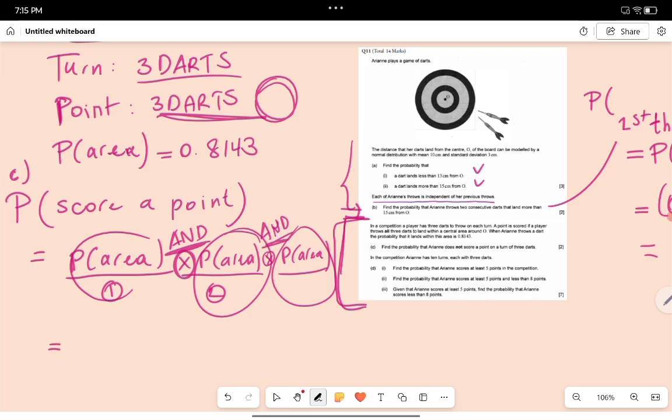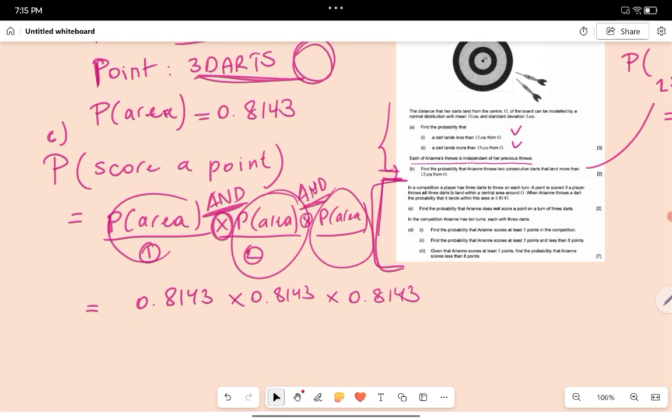So basically we've got 0.8143 times again 0.8143 times again 0.8143. So this is the probability to score a point, where all 3 darts land within the area. So that is basically 0.8143 to the power 3. That is the probability. But now the question is, find the probability that Arian does not.